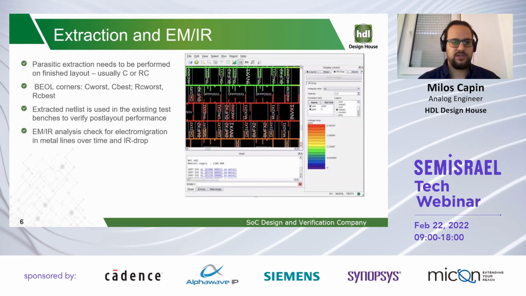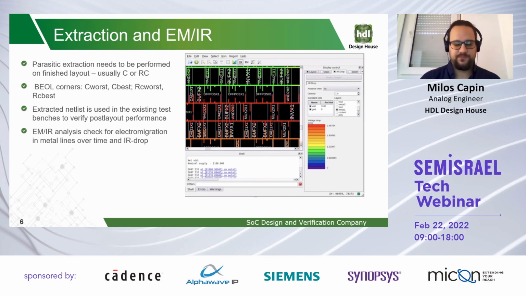After that, there is a parasitic extraction. It has to be performed. It can usually be C only or RC only. And it extracts parasitic resistances and parasitic capacitances on the drawn lines. And here we also have some kind of corners, those are called back-end of line corners. We usually don't run all of them in analog design. We usually choose the worst corner and run the design for that. We can use the extracted netlist in the existing test to verify the post-layout performance. So we run the same test, we just include the post-layout extracted netlist.